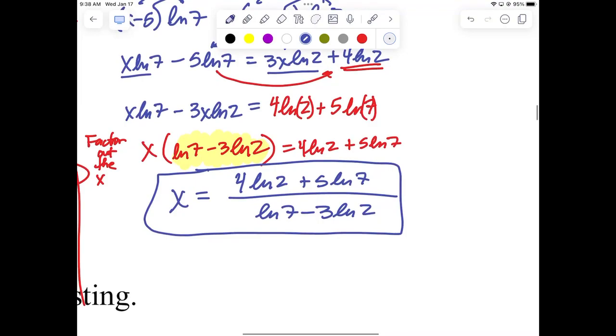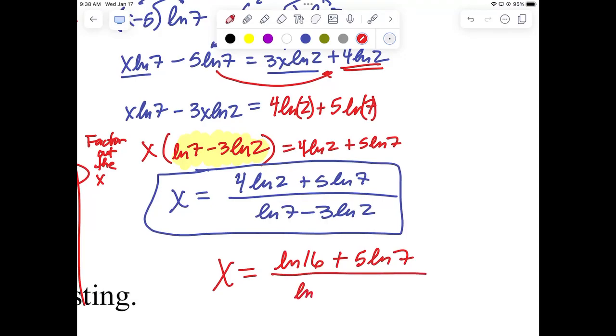Now, could I mess around with this and do something else? Can I play with the log on the back end? Yeah. I could bring the 4 up on the 2. What's 2 to the 4th? 16. I probably would not bring the 5 up because 7 to the 5th power is a big number. So I would leave it as 5 ln of 7. And the bottom, I could leave it as ln of 7. But I could bring the 3 up. What's 2 to the 3rd? 8. So when those numbers are still manageably small, I could do that.